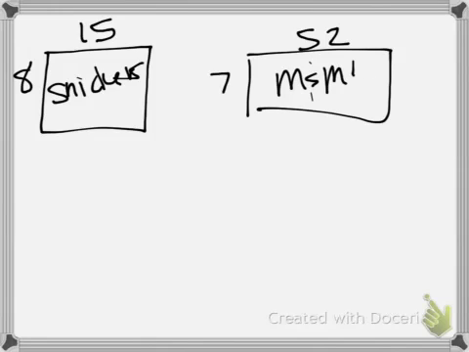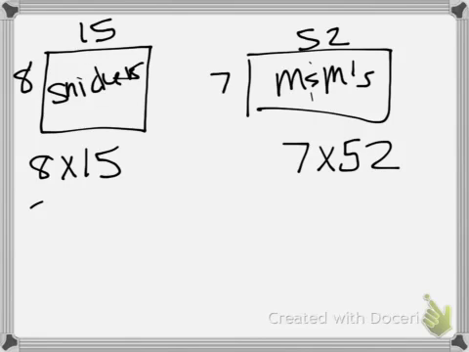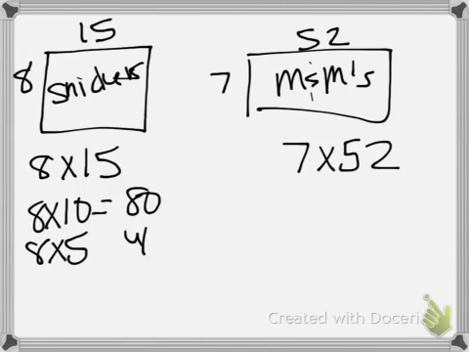In this situation, you're going to draw them separate, because are we going to draw our M&Ms on top of our Snickers? Does it say that they're stacking? No, he made 2 separate rows with pieces in each row. So now the student will have to go through and do 8 times 15 and 7 times 52. They do 8 times 10, gives them 80. 8 times 5 gives them 40. So he has 120 Snickers.